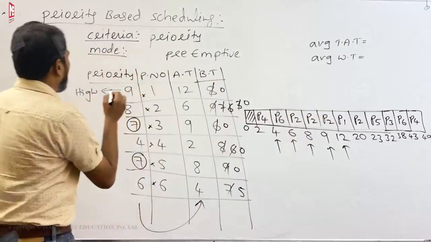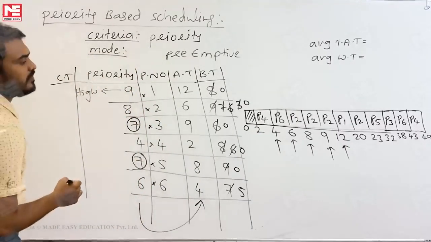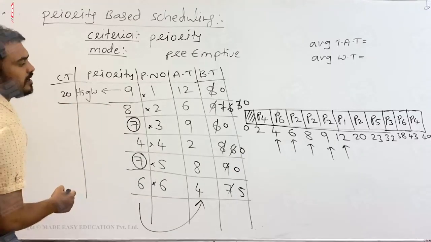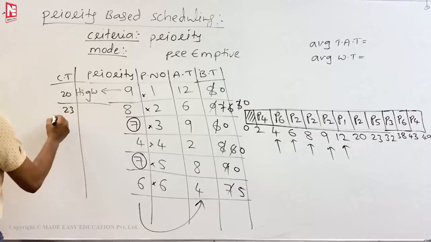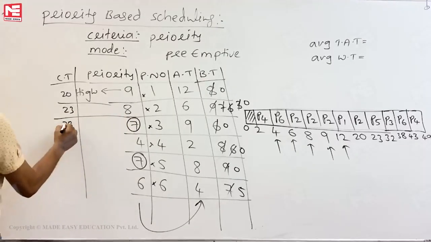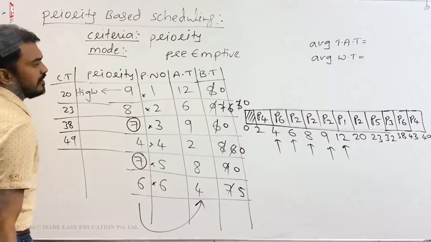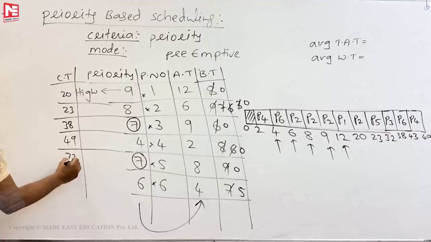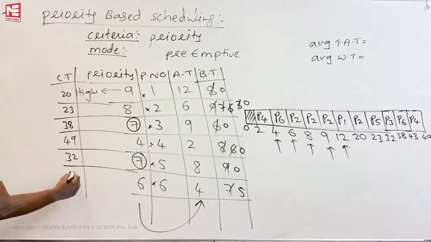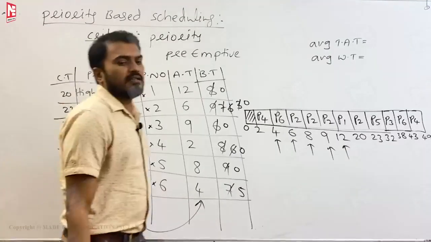We'll write down the completion times. So check out the completion times. Now tell me: P1 completion time 20, P2 completion time 23, and P3 completion time 38. P4 completion time 49 and P5 completion time 32, and P6 completion time 43. I have written the completion times, so please make the calculation.